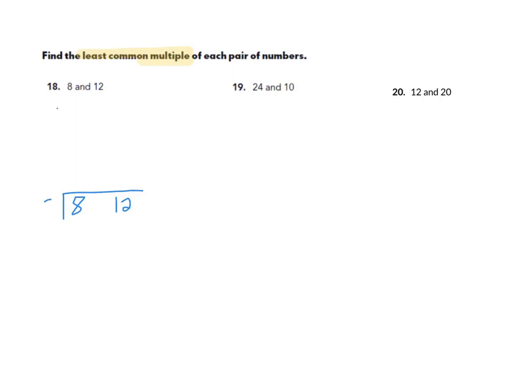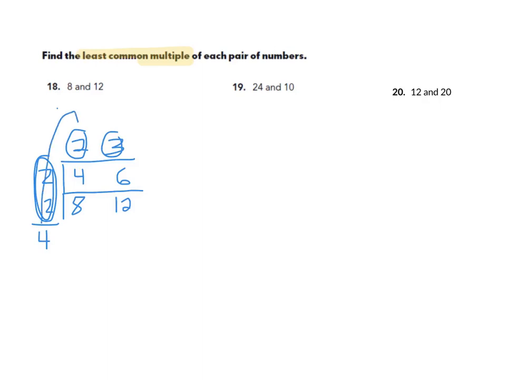So let me see. They have a 2 in common, which would give me 4 and 6. Okay, but they might have more in common. They have another 2 in common, which gives me 2 and 3. Now I'm at the point where, yeah, I could multiply these two, but they have this section in common. So if I find my greatest common factor of 4, and I multiply it by everything that's left, 4 times 2 is 8, and 8 times 3 is 24. I know that the least common multiple is 24.